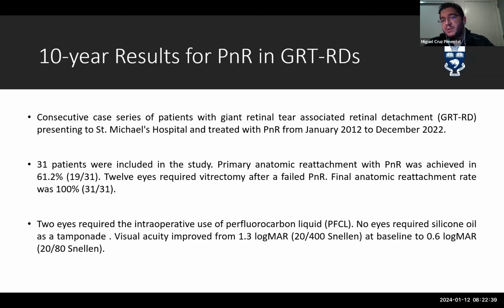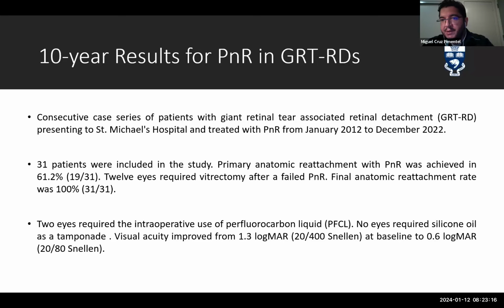And why is this? Because even if the pneumatic retinopexy failed, you're converting the tear and you're reducing the extension of the tear. Let's say you start with a tear that is 6 clock hours or 180 degrees, and then you're able to reduce it to a 3 clock hour tear. So you basically reduce the need for perfluorocarbon liquids intraoperatively, even if the procedure failed, and you avoid complications such as the one that we presented previously. And interestingly, no eyes required silicone oil as a tamponade, and the visual acuity overall improved from 20/400 to 20/80.